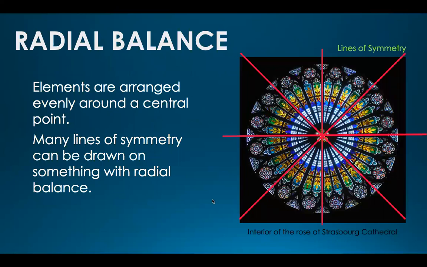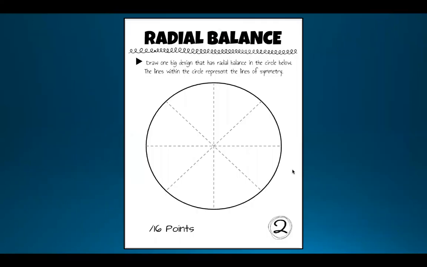So let's talk more about radial balance, okay? Like I said, these are elements that are arranged evenly from a central point. So if we have this stained glass window, we have our central point, and then you have what are called lines of symmetry. So you have lines of symmetry equally coming out from this central point. And if you look, almost like a pizza slice, they are exactly identical in every slice. The objects in the center remain the same in the center, and as it comes out, they remain exactly the same.